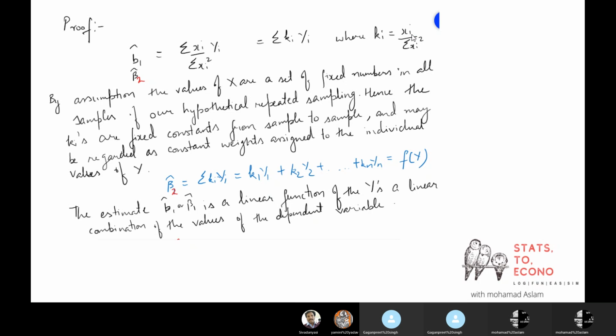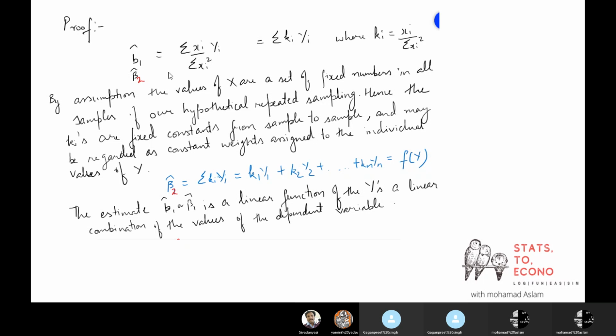This xi, small xi, is in deviation form, so we are taking the deviation form here. And if you put this ki in this particular value, it is summation ki yi. This is the value of beta 2 hat that we estimated last time.